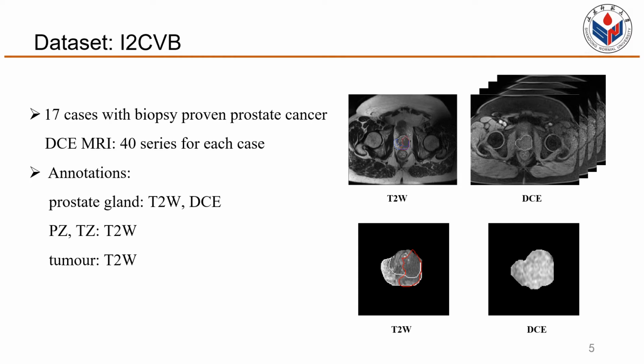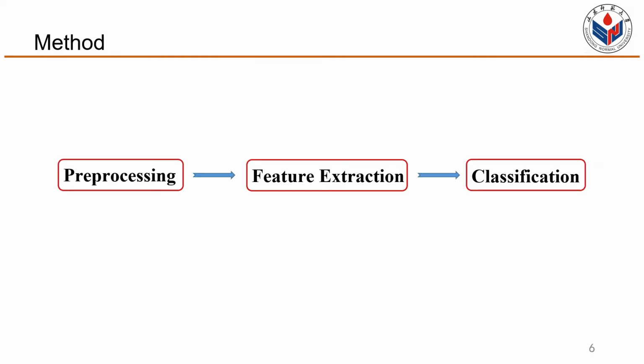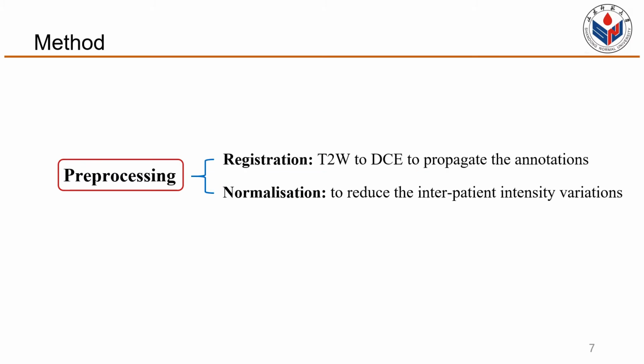In our experiments, we use the T2-weighted MRI to propagate its annotations to DCE, and for prostate cancer detection, we use the DCE MRI only. Our method consists of 3 steps: pre-processing, feature extraction, and classification. For pre-processing, we applied registration to align T2W to DCE to propagate the annotations from T2W to DCE. Then we applied normalization to DCE MRI to reduce the inter-patient intensity variations.